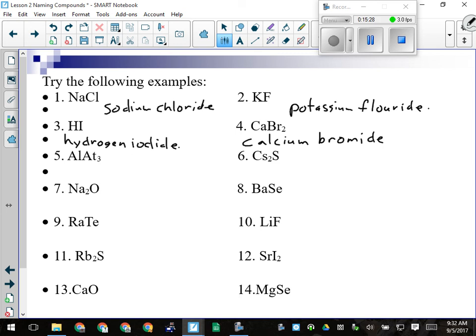Okay, number 5, we have Al, which is aluminum. We have At, which is astatine. Aluminum has a +3 charge. Astatine is a -1. That's why there's 3 of them here. Remember the drop and swap? That's where that comes from. So we got that this is aluminum astatide.